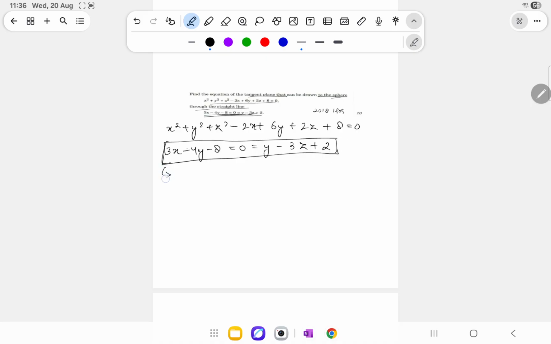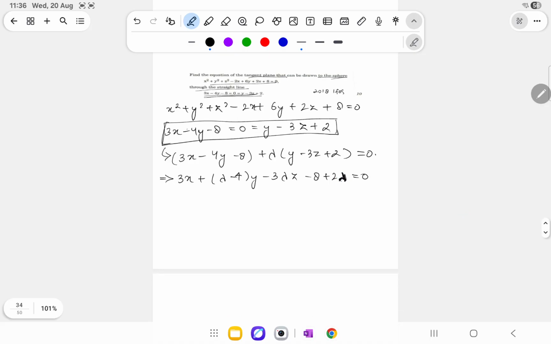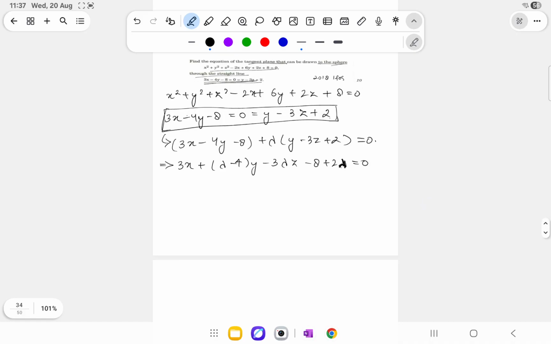The equation of any plane which contains this line will be of the form 3x minus 4y minus 8 plus lambda into y minus 3z plus 2 equals 0. If I simplify it, I get 3x plus lambda minus 4y minus 3 lambda z minus 8 plus 2 lambda equals 0. This is my required equation of the plane, which is tangent to the given sphere. If it is tangent, then the perpendicular distance from the center of the sphere must equal the radius. So we'll be using that result.